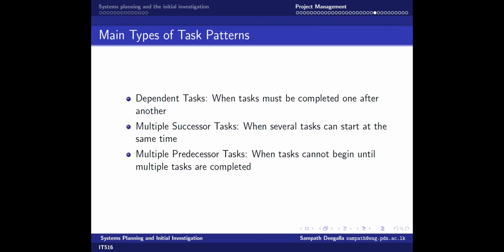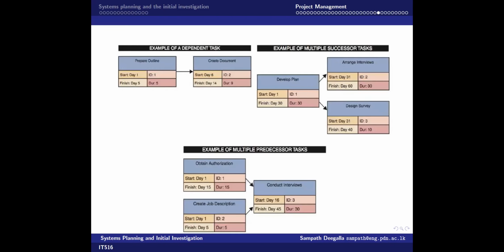So we are going to look at three types we are going to identify. The first one is what we call a dependent task, which means you have to complete that task to go for the next one. And the second one is multiple successor task. Okay, maybe I will show you the graphic first. So this is the dependent task, right?